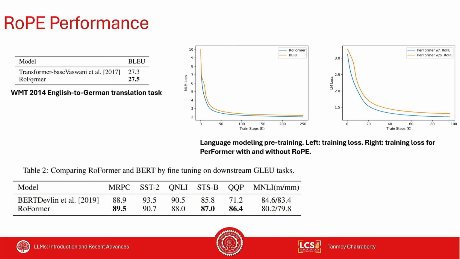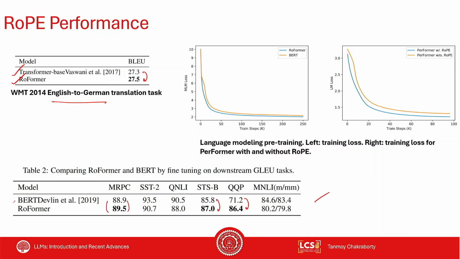RoFormer was tested against the original transformer paper on the machine translation task, English to German, and there's a small BLEU score improvement. RoFormer was also tested with the BERT model, and it showed significant improvement. Remember, we just changed the positional information; the remaining part is the same. With such a change, there's a gain from 71 to 86, 85 to 87.